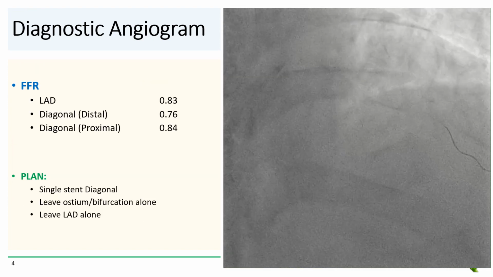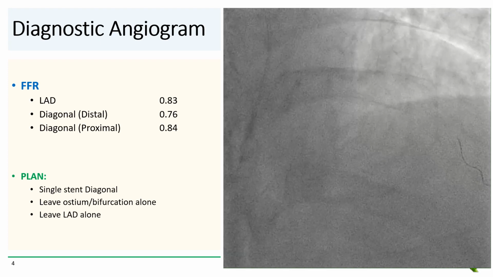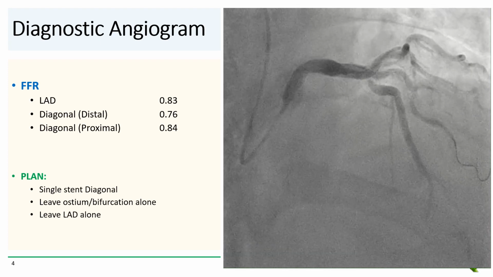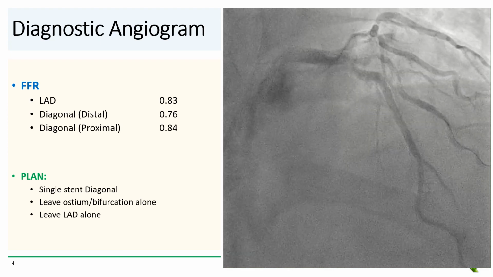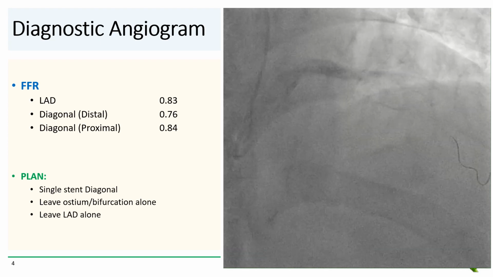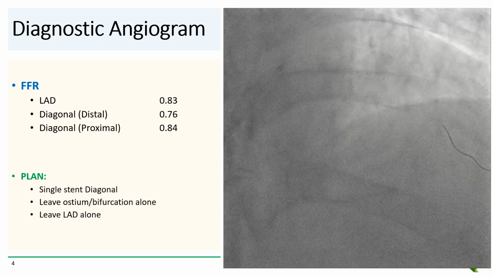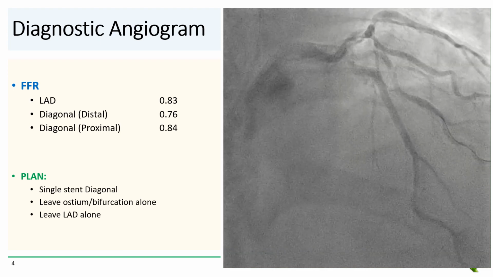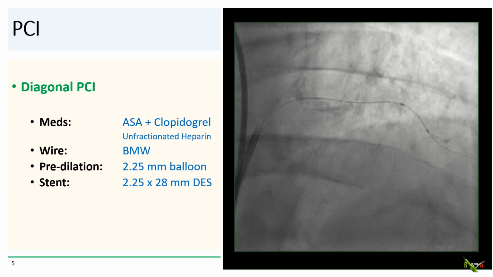So FFR of the LAD and proximal diagonal were not significant, as it turns out. FFR only became significant when the wire was placed in the distal diagonal. So this is good news for us. All we had to do was to stent the mid-diagonal lesion and leave everything else alone. A chip shot. So we went to work.